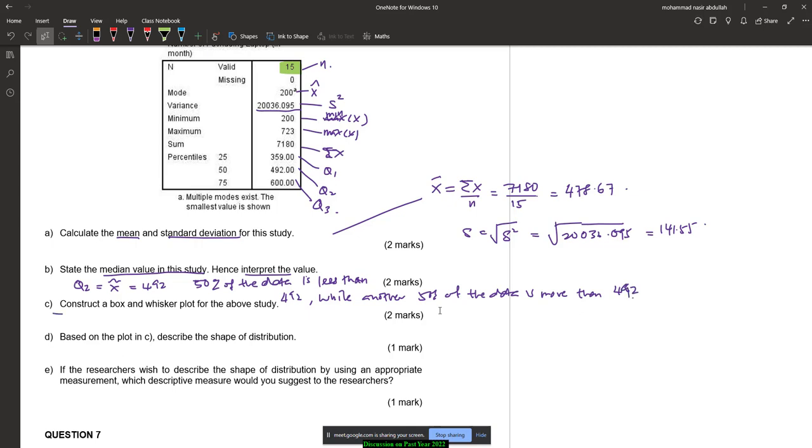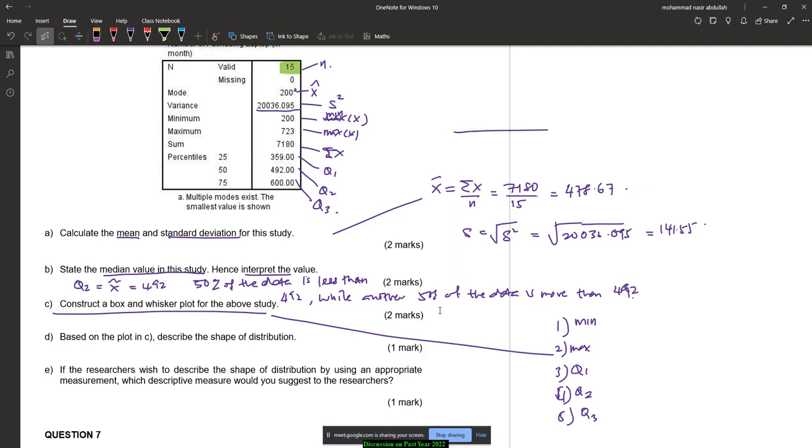Right? So construct a box and whisker plot for the above study. For a box and whisker plot, we need to have 5 values, right? Which are minimum, maximum, quartile 1, quartile 2, and quartile 3. So 1 mark, so it says 2 marks. Construct. Construct means actually no need for graph paper, okay? If it says draw, then you need to have graph paper. So you just need to construct.